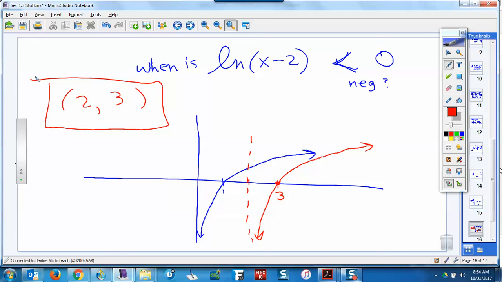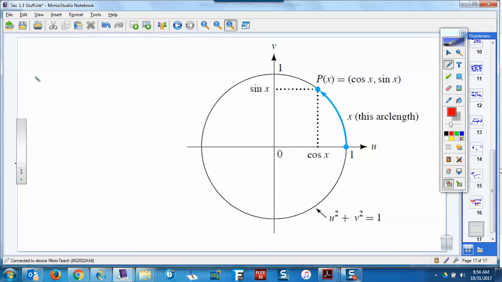So knowing the log graph is about the only way to answer that question. Otherwise, trying to answer that is very difficult. But if you just know what the basic log graph looks like, and then you shift it over 2, now you're in business. Okay, that's one example that I can think of where we need to know what the basic log graph looks like. Okay, all right, moving on.